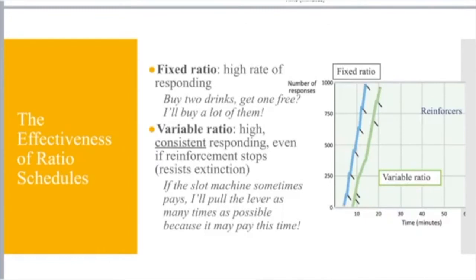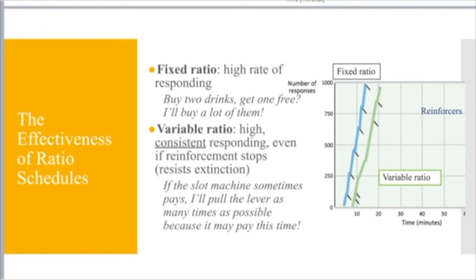Looking at this one, fixed ratio has a high rate of responsiveness, and variable ratio is highly consistent. So if we're talking fixed ratio, buy 2 drinks, get 1 free, I'm going to buy a lot of drinks. Actually, right now at my grocery store, 12 packs of Diet Coke are buy 3, get 2 free, and it's a killer deal. I might go buy 6 and get 4 free, because why not? But that's the idea of fixed ratio, right? There's a high rate of response.